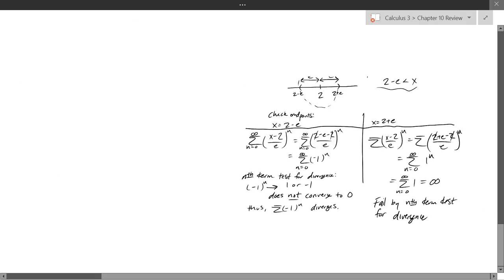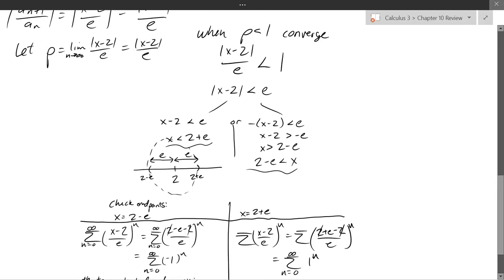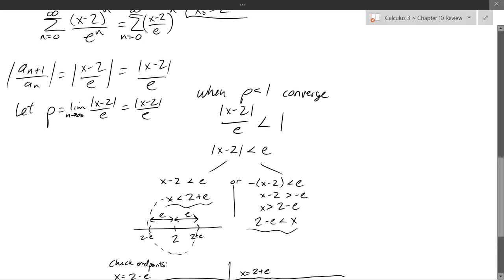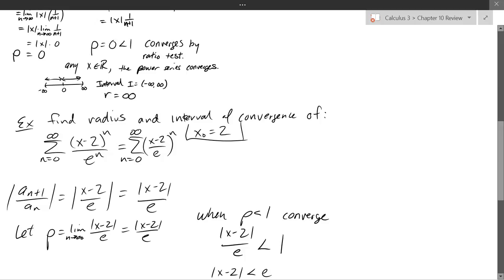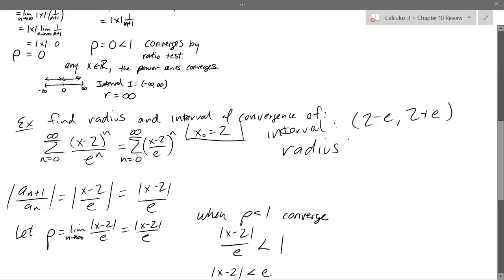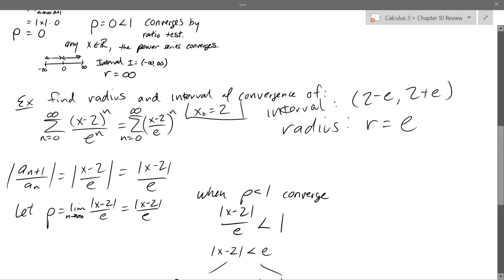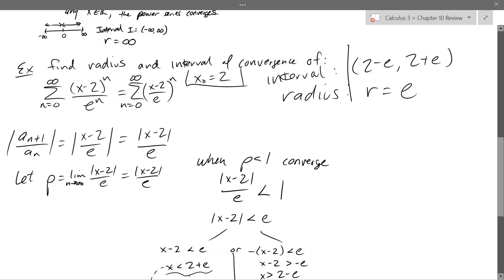All right, so both of those fail. So they're out. So what does our interval look like? We basically sketch it out up here. So our interval is 2 minus e to 2 plus e. So it's the open interval 2 minus e to 2 plus e, and our radius r is actually just the number e. So that's how far you can go in both directions. And that is our final answer for radius and interval.